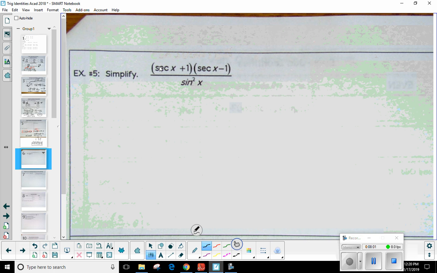Now, how do I multiply binomials? What's that acronym we like to use? FOIL. FOIL stands for first, outside, inside, last. So I'm going to use arcs to tell me which ones I'm multiplying. What's secant of x times secant of x? Okay, so now secant squared or secant x squared? Secant squared.